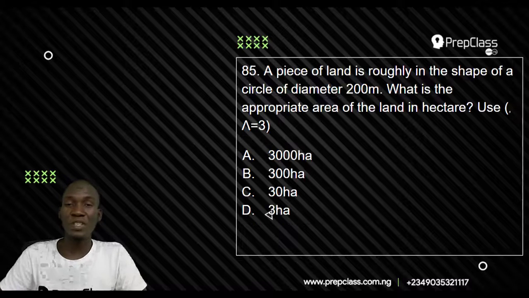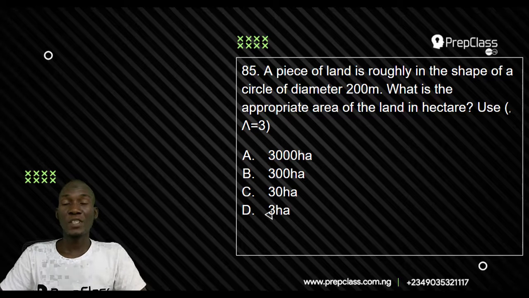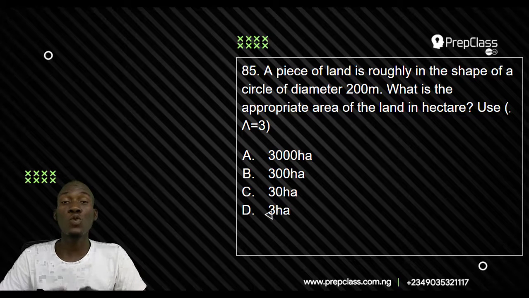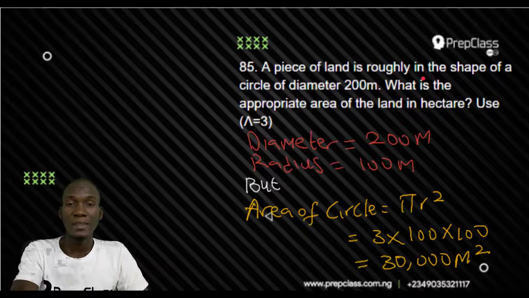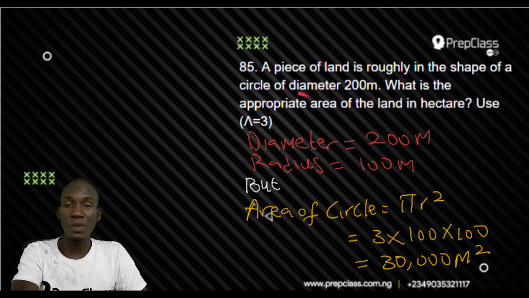Now we move to the last question in this video. Question number 85. A piece of land is roughly in the shape of a circle of diameter 200 meters. What is the approximate area of the land in hectares? Use pi equals 3. A, 3,000 hectares. B, 300 hectares. C, 30 hectares. D, 3 hectares.